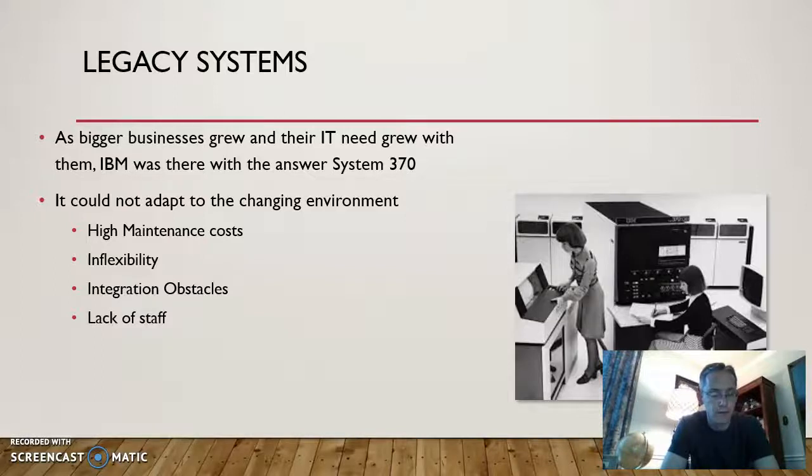It was great. But the fact is it couldn't adapt to the changing environment within IT. Number one, there was high maintenance cost to it. It was inflexible. You couldn't actually do what was beyond it. There were a lot of integration obstacles to hooking up anything new. And frankly, it took a lot of staff to run the thing.